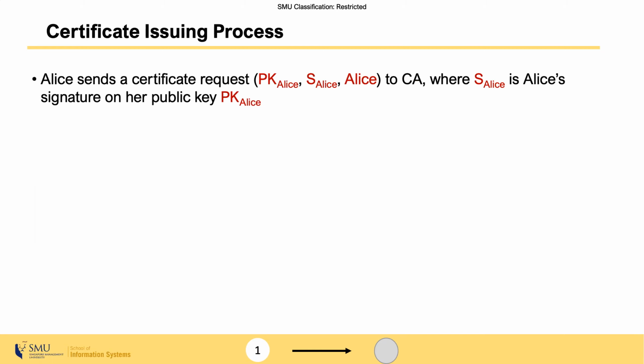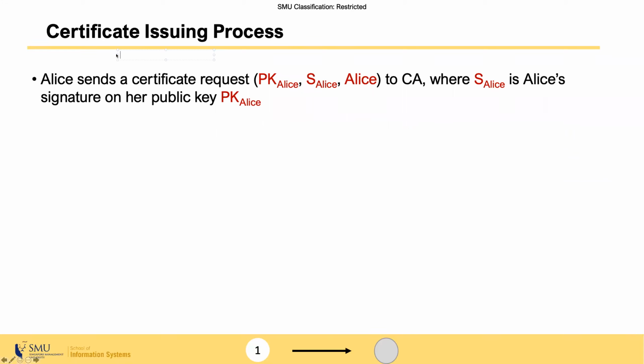Now, we discuss the certificate issuing process, which addresses the two concerns that we discussed in the earlier slide. So Alice, when she makes a certificate request, has to send these three pieces of information. The public key, her own public key. Of course, she has to send this public key because after all, she is trying to prove the ownership of this public key. Next is the signature.